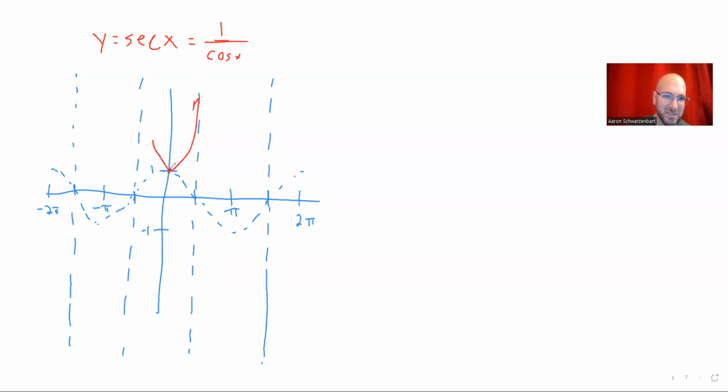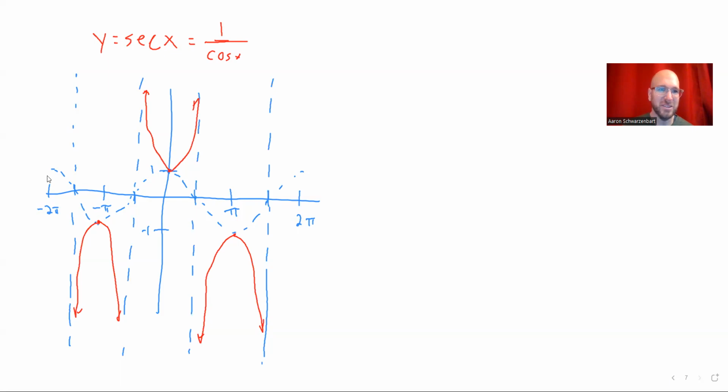It's little U-shaped things. These aren't parabolas. Parabolas mean something specific, but they kind of look like them. They're in these asymptotes though. And they do touch the cosine. People always ask me, which way do I put them? Well, they should touch that graph of the cosine. That's why it's so helpful to actually sketch that in.